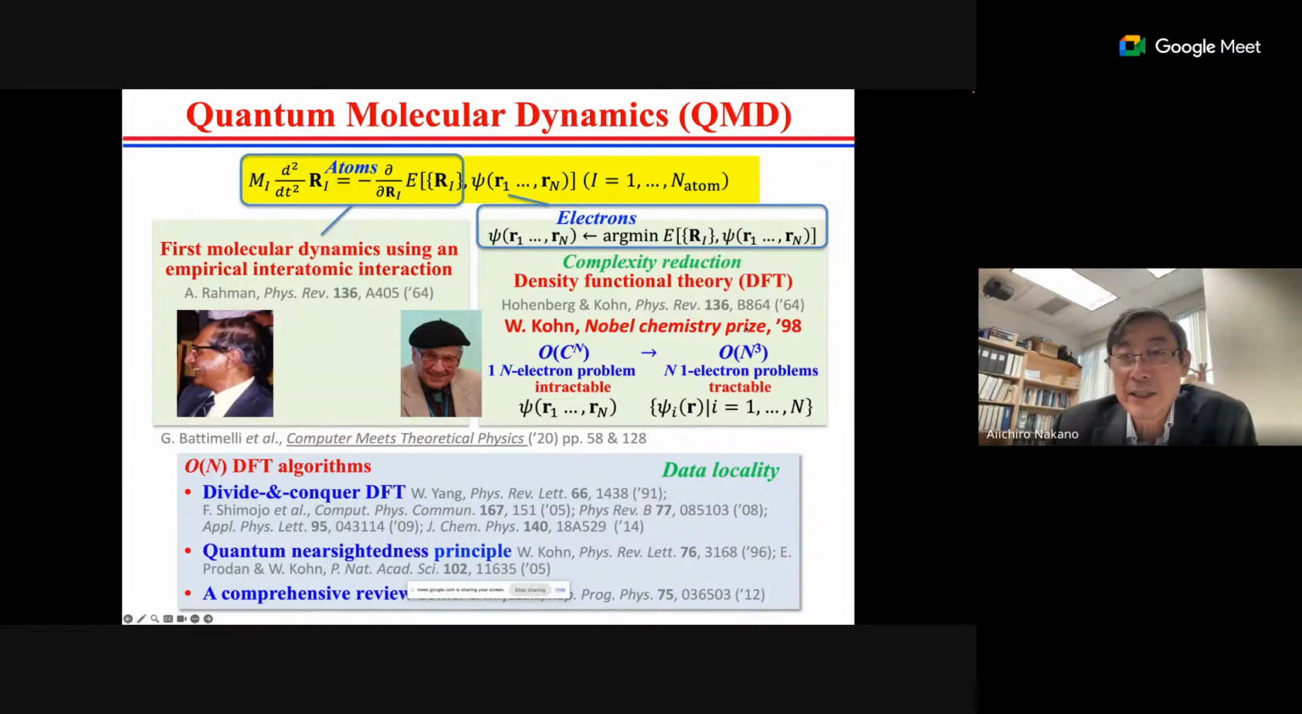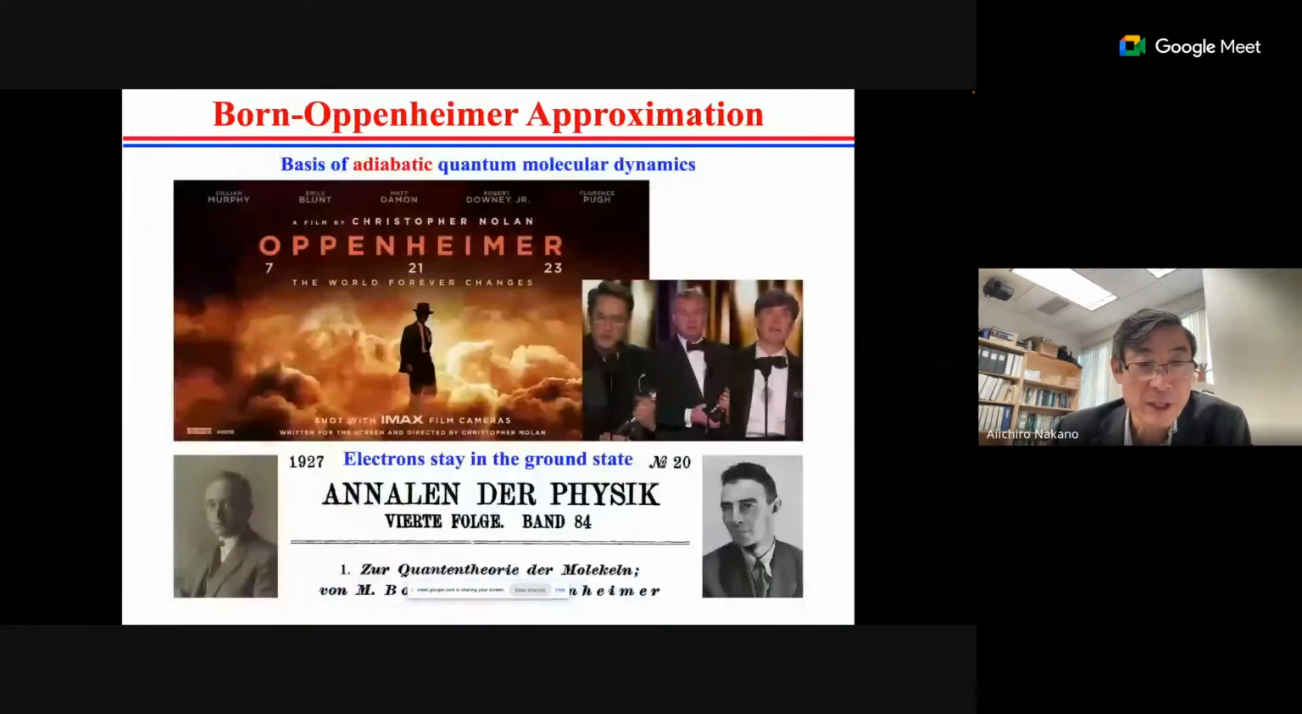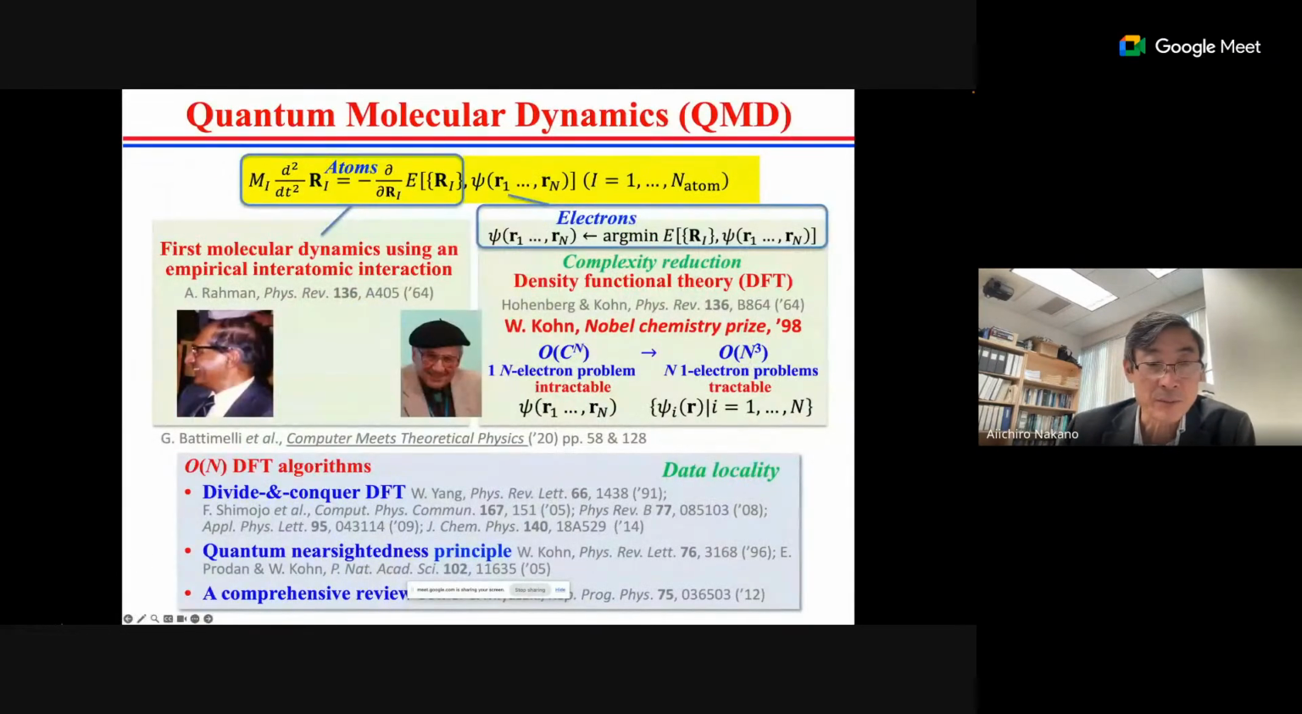Still, this order N cubed complexity practically limits the problem size to a few hundred atoms. To simulate larger systems, many so-called order N linear scaling DFT algorithms have been designed. And all these algorithms are based on the so-called quantum nearsightedness principle promoted by Walter Kohn, which is the physical data locality principle. Data locality is another important computer science concept.